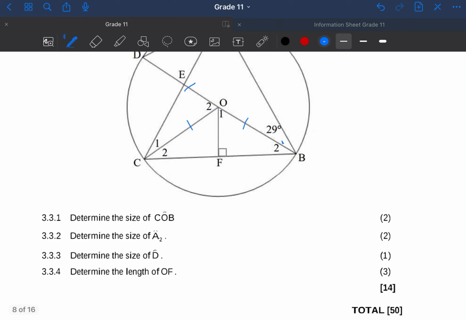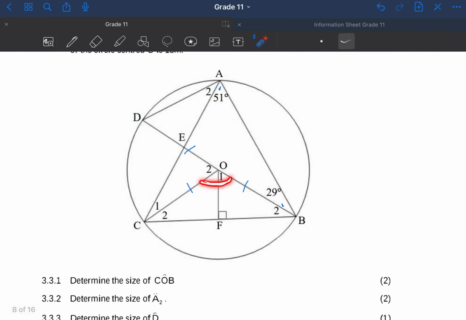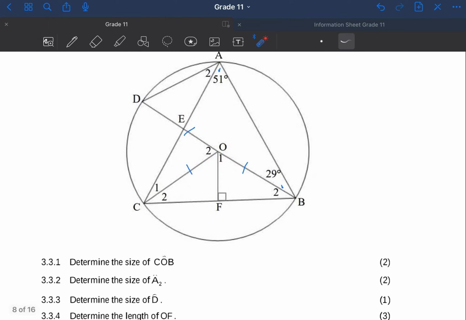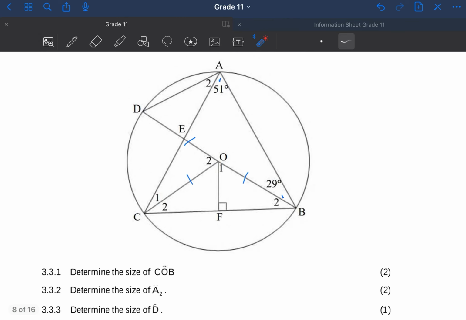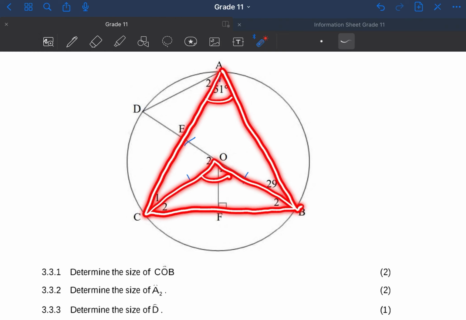Let's read the questions. 3.3.1, determine the size of COB. So they want us to find the angle COB. If you just look at this, check out the previous video, we proved exactly this theorem. This theorem says the angle at the center is twice the angle at the circumference, and the angle at the center is COB. So this angle here is twice this angle here.